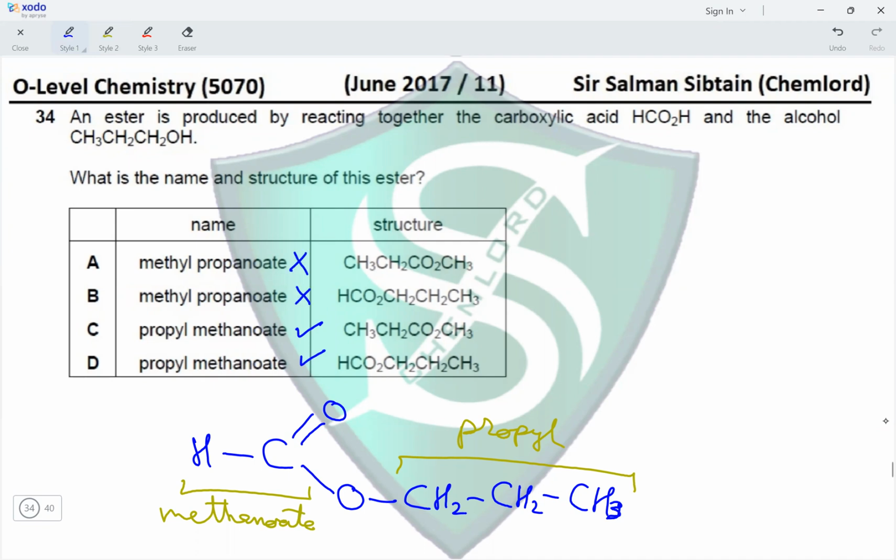And now for the structure, we have HCOO, then CH2, CH2, CH3. So in option C, we do not have HCOO. So option C is incorrect. In option D, we have got HCOO, CH2, CH2, CH3, making option D correct. Therefore, D is the correct option for this question.